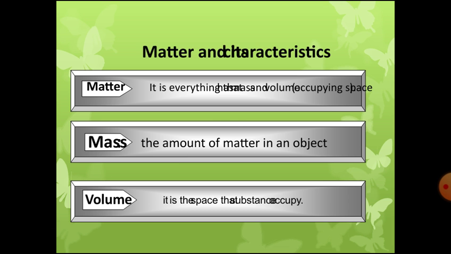Mass is the amount of matter in an object, and we can measure mass by units like gram, kilogram, and ton. While volume is the space that's occupied by the object, and we can measure the volume by units like cubic centimeter, cubic meter, liter, milliliter.